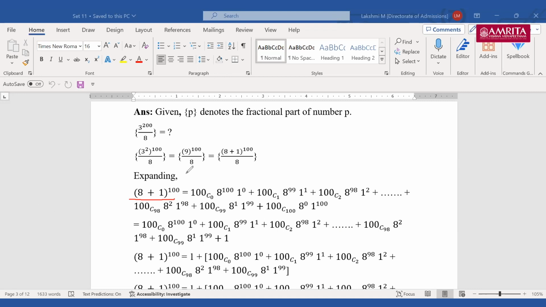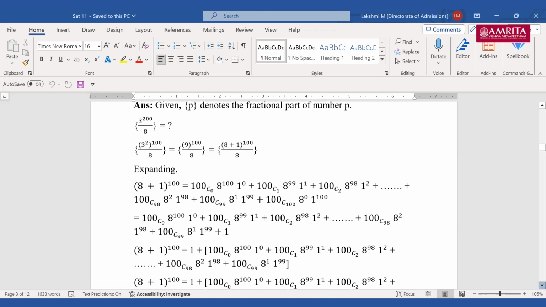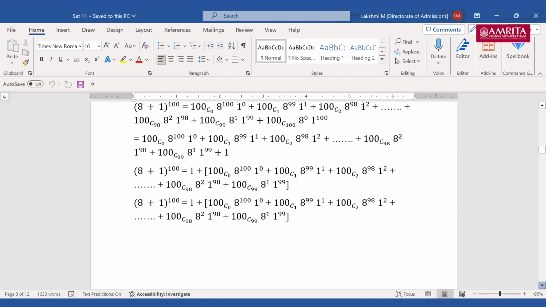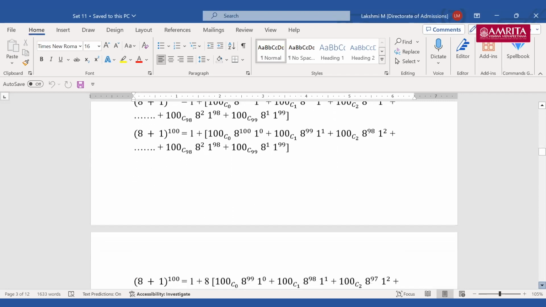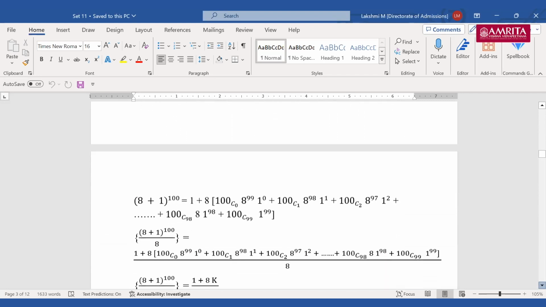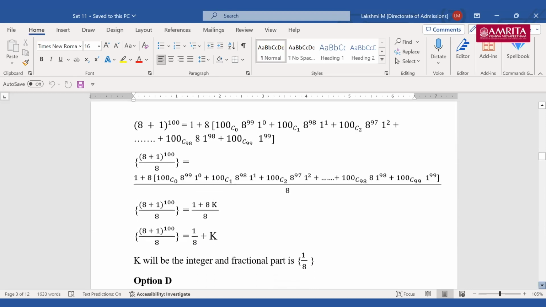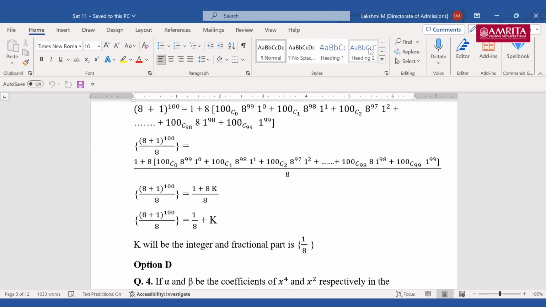So yes, I have just expanded this term and it's divided by 8. So we are just going to see how we have solved this. So yes, this is the expansion. And this is what will happen when you have divided it by 8. So this is like some constant value, right? This expansion is like some constant value, let it be m or k. So the form will be 1 plus 8k.